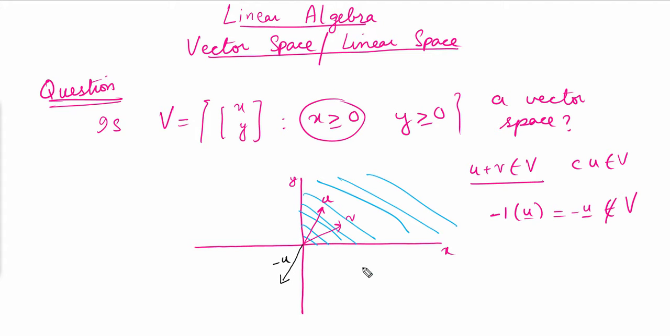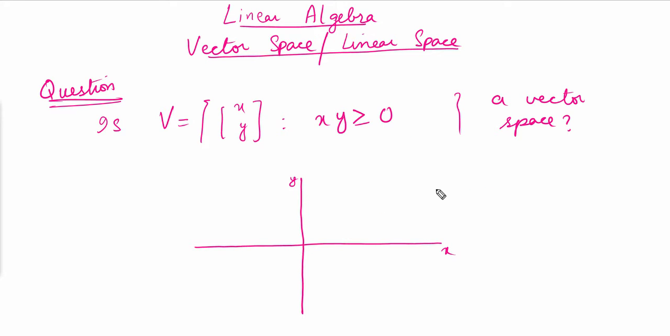This will be -u. So this vector v is not a vector space. Now let's see another question. All right, so here's the next question.